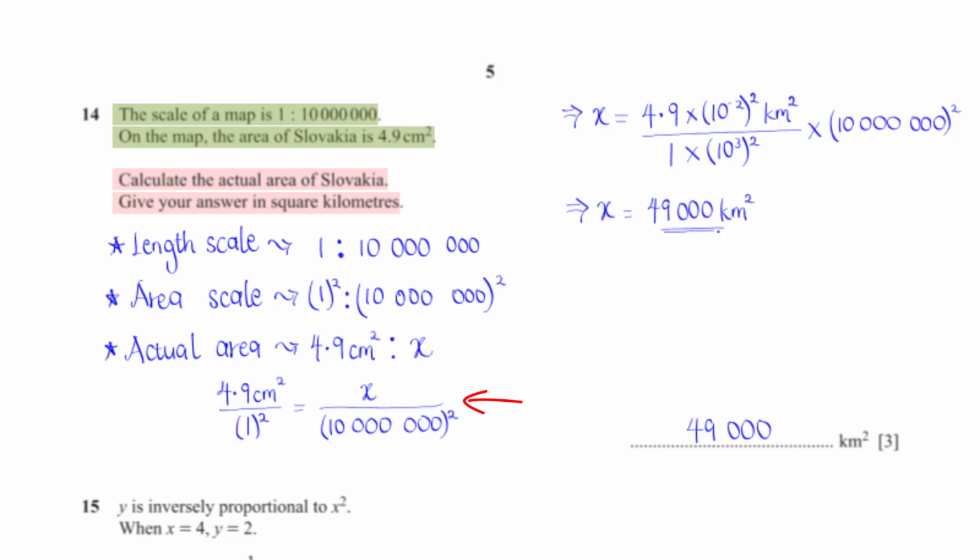To convert our answer to kilometers squared, we need to multiply 4.9 by 10 raised to the power negative 2 squared and divide by 10 raised to the power 3 squared. This gives us 49,000 kilometers squared.